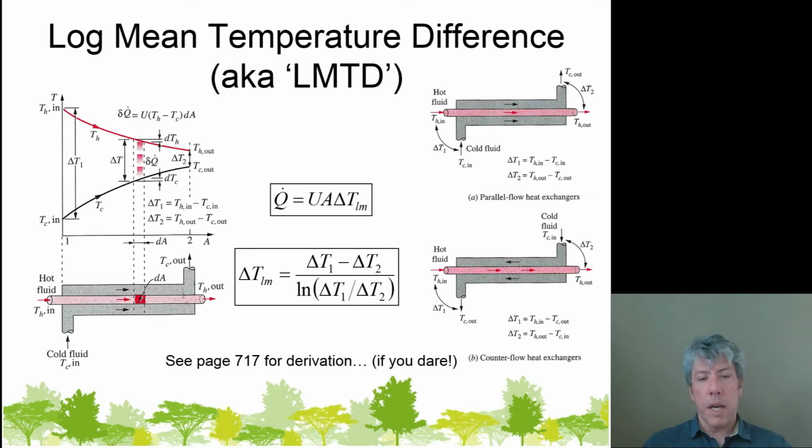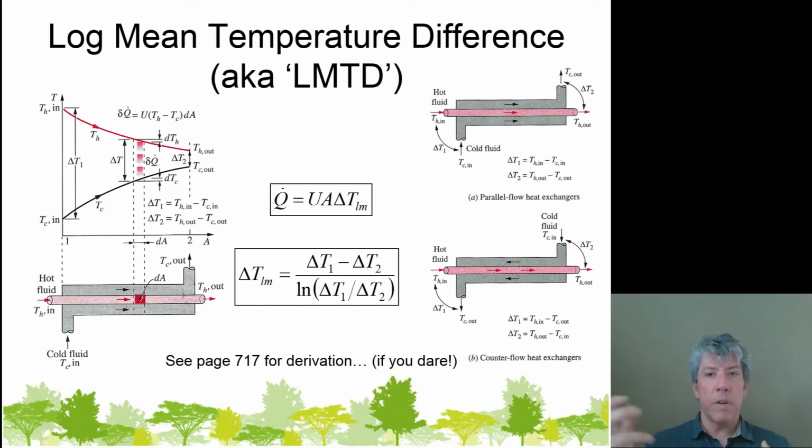So look at the upper figure on the right. You'll see delta T1. That's one approach temperature. On the right-hand side of that heat exchanger, you see delta T2. That's the other approach temperature. And since the upper figure is a co-current flow or parallel flow heat exchanger, you'll notice that the hot and the cold stream come in on the left and exit on the right.